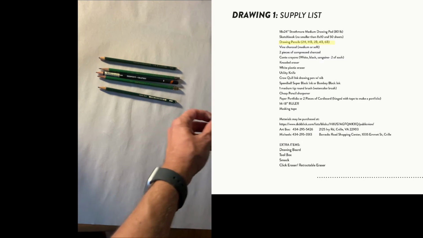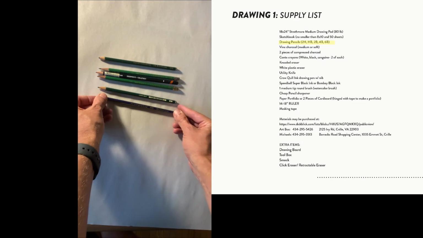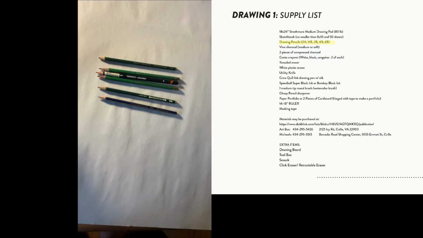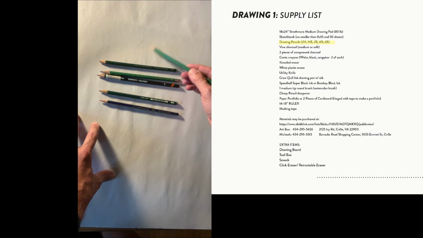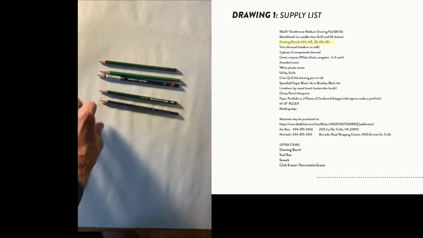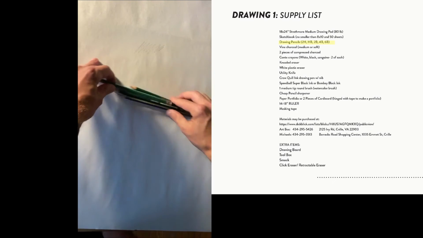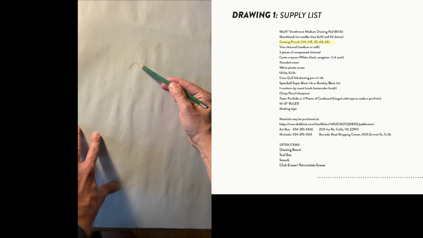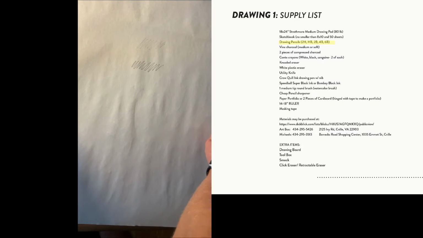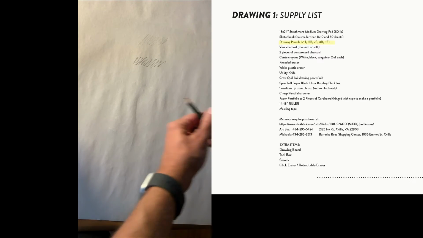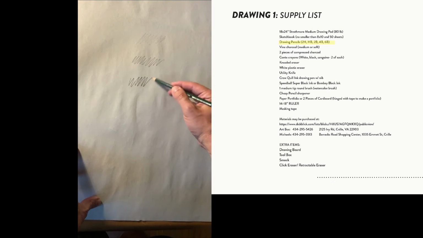Our goal is to have a range from 2H to 6B. Let's take a 2H and you can kind of see what it looks like. It's a little bit lighter and harder. And then if we go to our 2B, which is somewhere in the middle of our scale, we can see that it's a little darker. And then if we go further down the scale, let's try to get something that's darker than that. 6B right here, we can see that it's much darker. So it gives you a range of value.